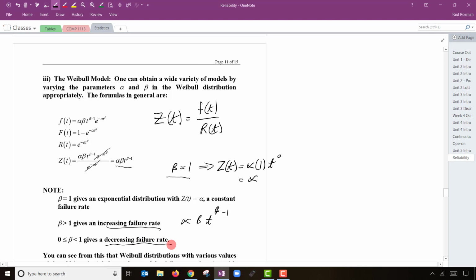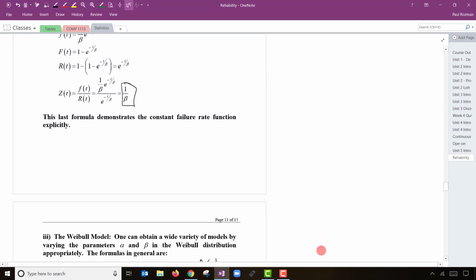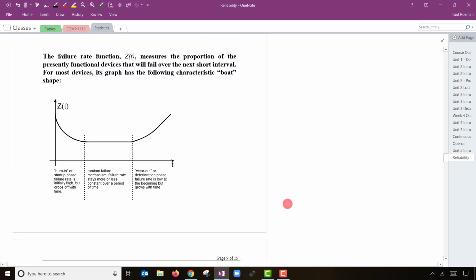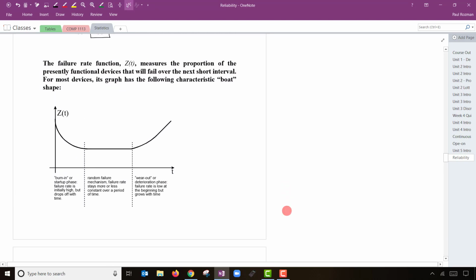So basically, we can model the whole life of a product using the Weibull distribution if we can figure out the function. In the middle of this is when we have constant failure rate. At the end of its life is when we have a failure rate that's increasing, so its beta parameter will be greater than 1. And then at the beginning of its life, the beta parameter will be some number between 0 and 1.